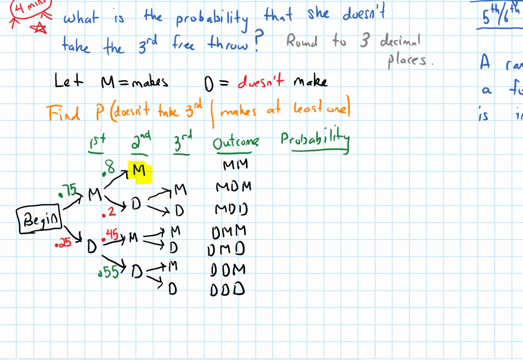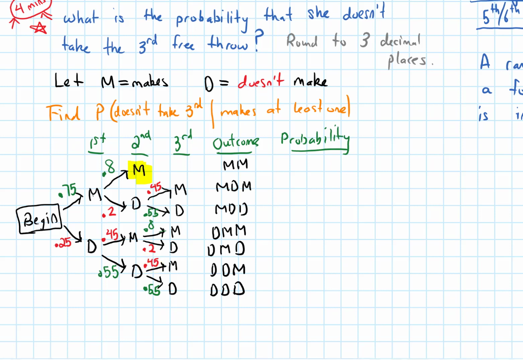So I'm going to zoom in a little bit more for this. So recall, when she makes the previous free throw, she will make the next one 80% of the time. So this will also be 0.8, which will mean that this is 0.2. Let's write that better. 0.2. And when she doesn't make a free throw, she doesn't make the next one 55% of the time. So this is 0.55, as well as this 0.55, which will mean this is 0.45, as well as this.